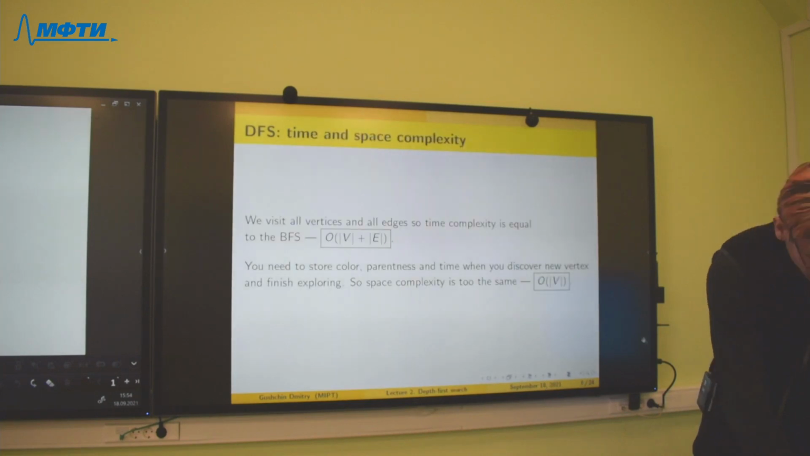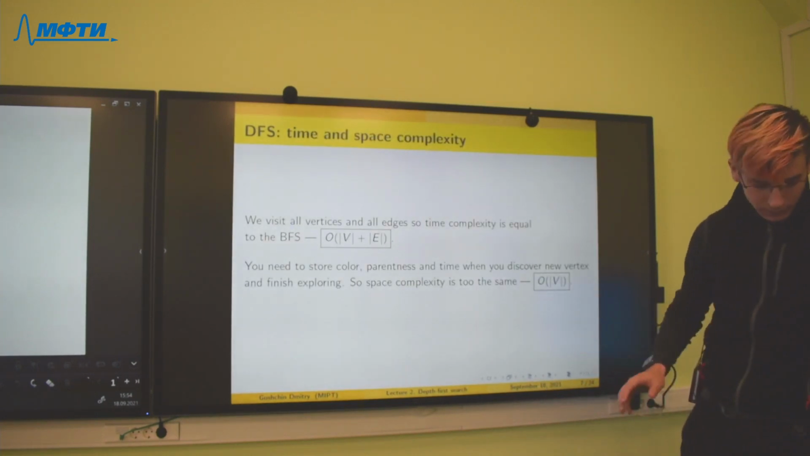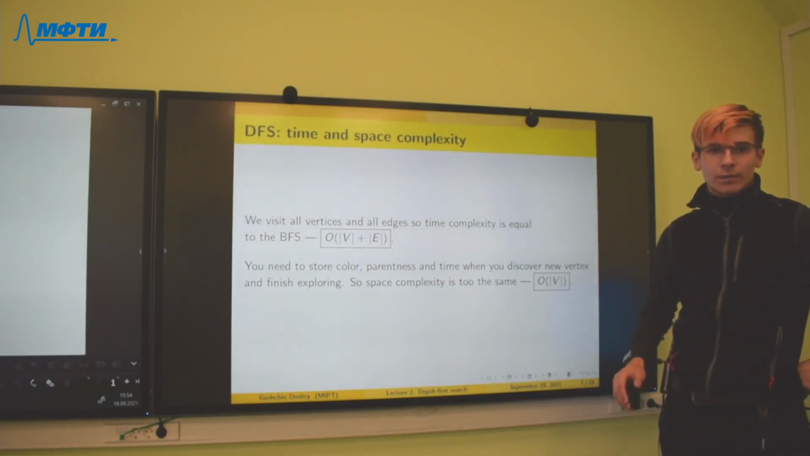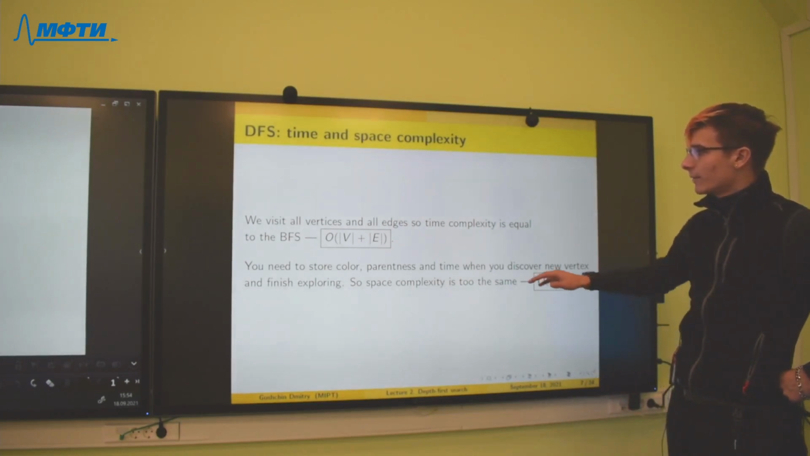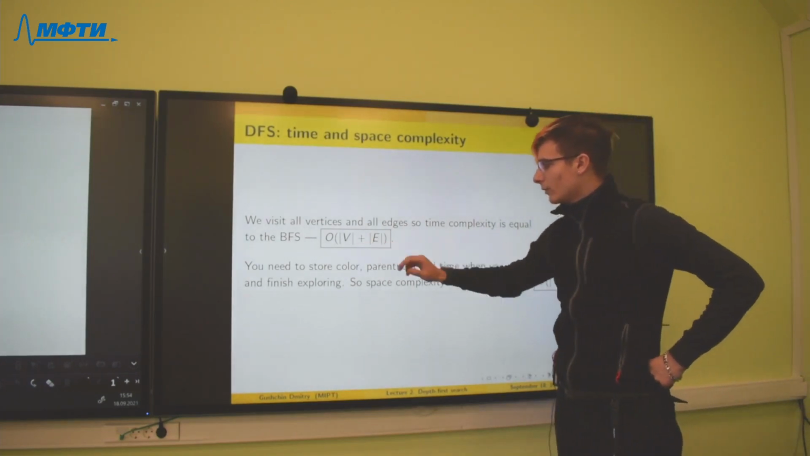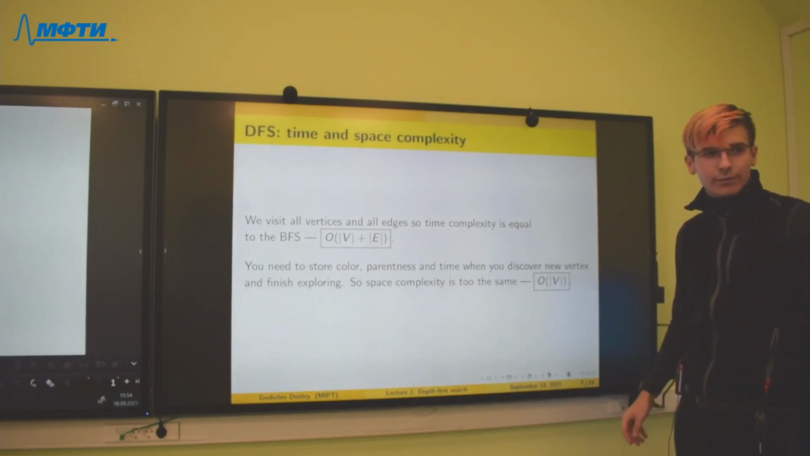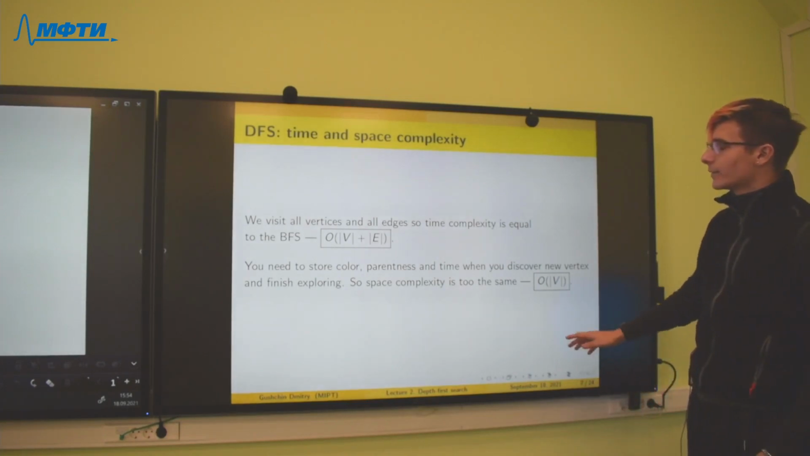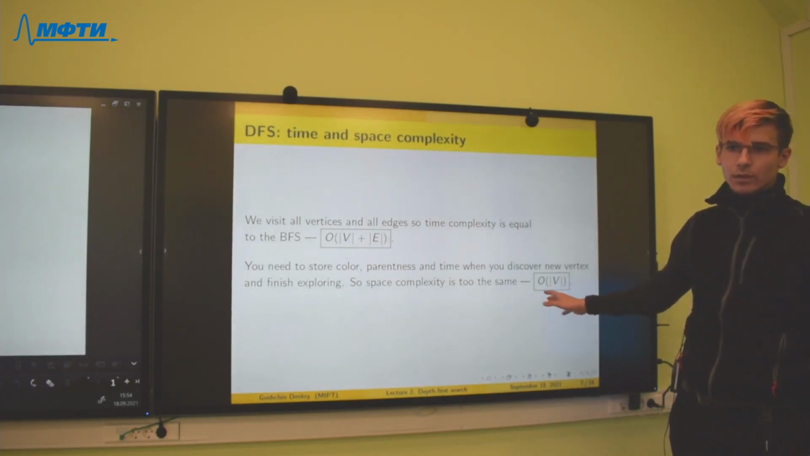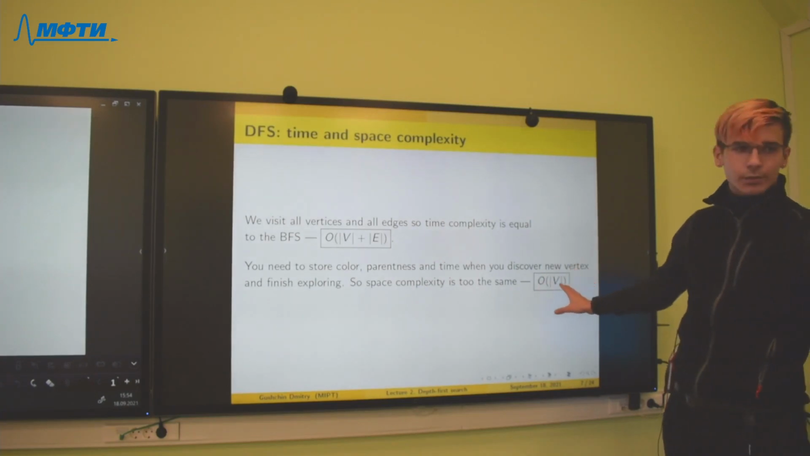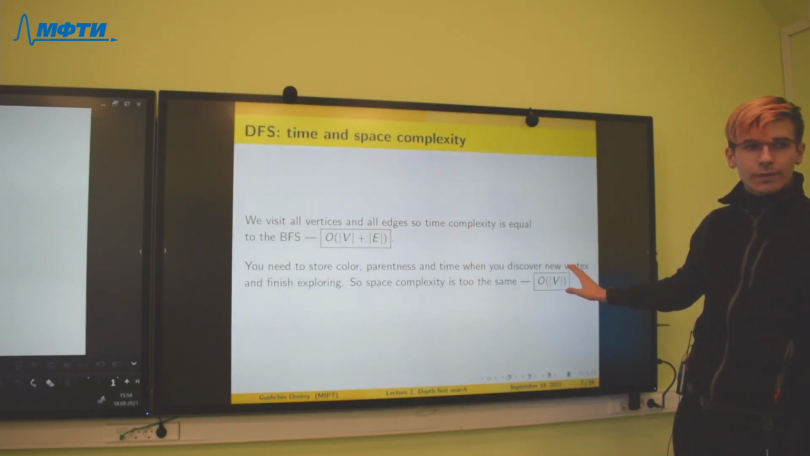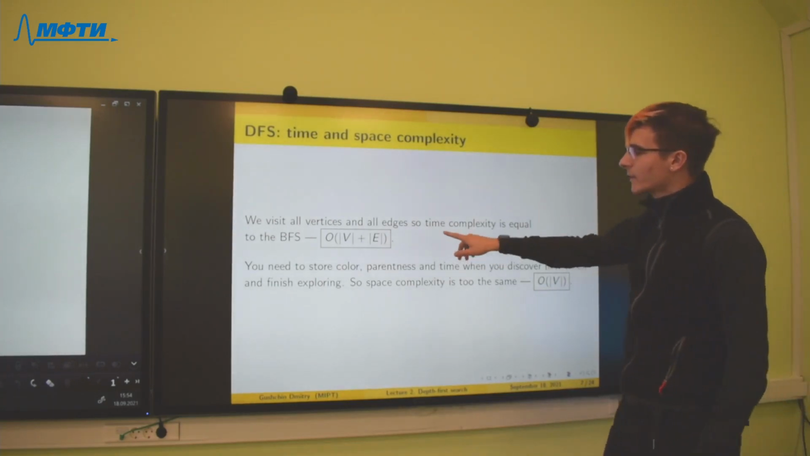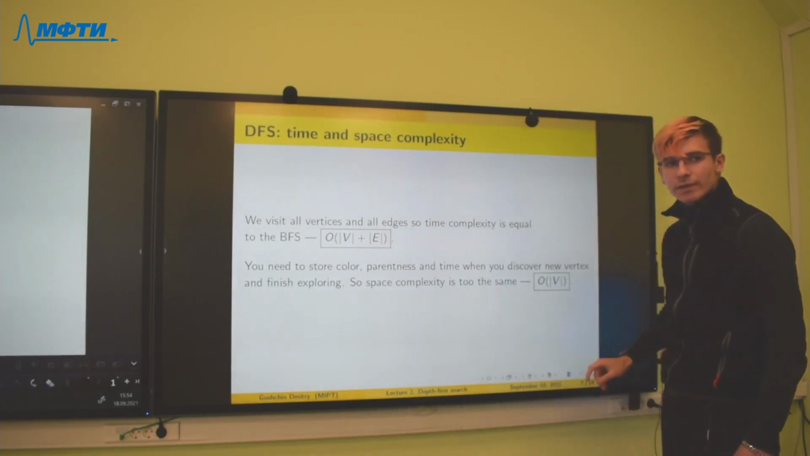About time and space complexity, as for breadth first search, remember that breadth first search has time complexity equal to O of the number of vertices plus the number of edges. Remember it? Nice. And so for DFS we have similar results. Do you understand why it is true? Why we have this time complexity and this space complexity?